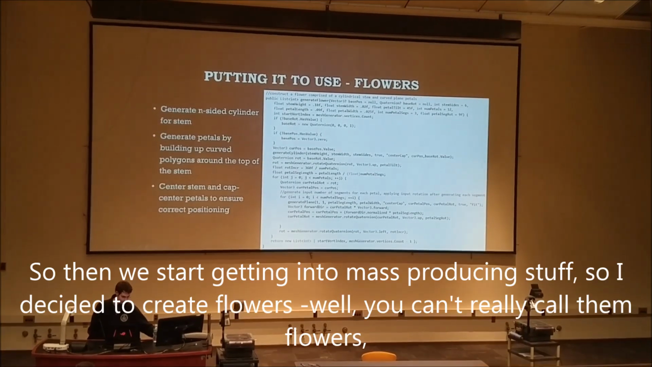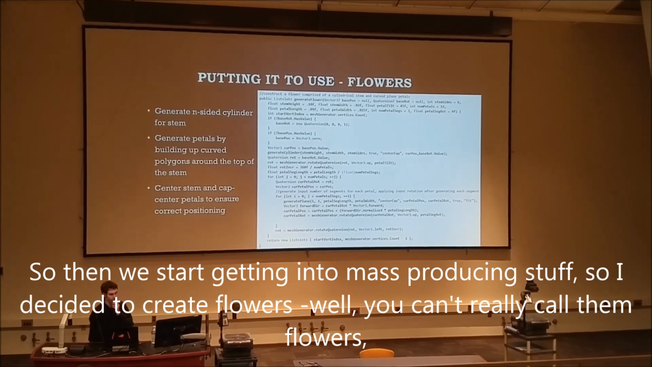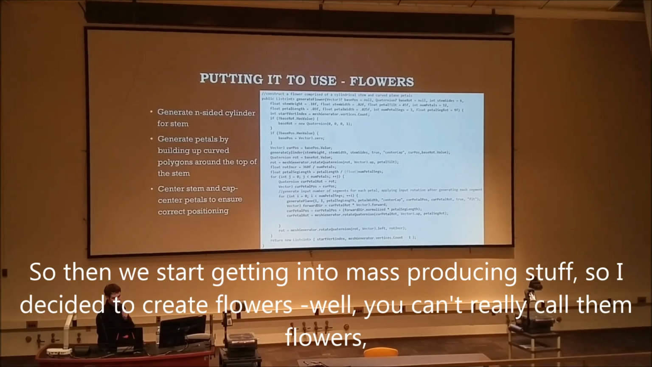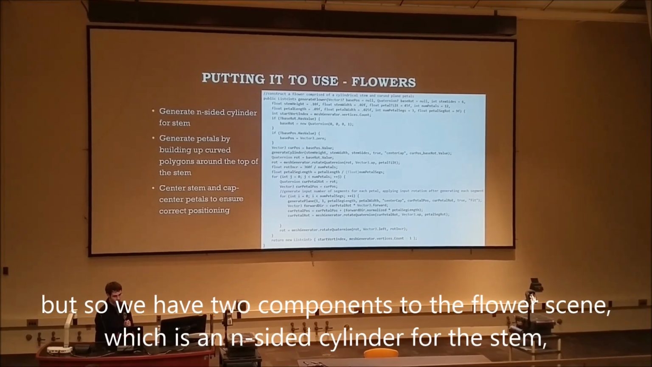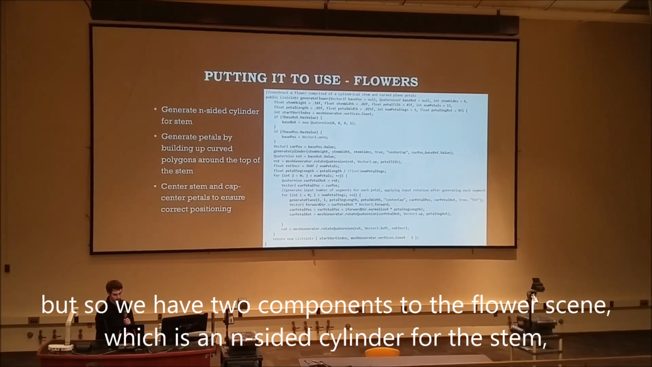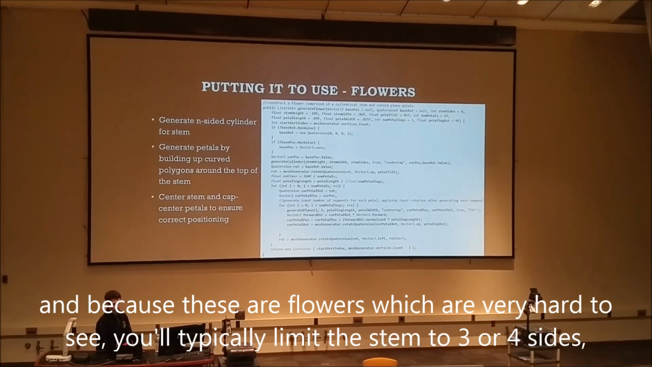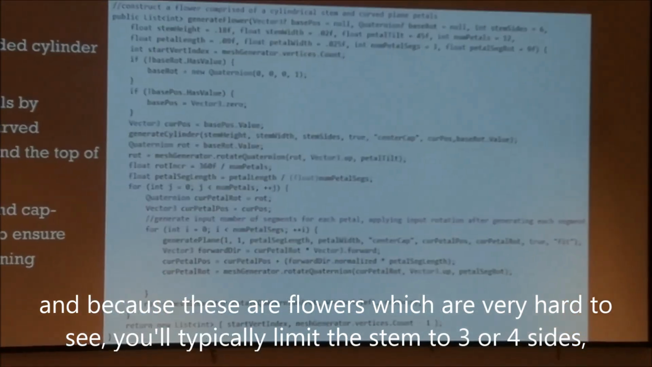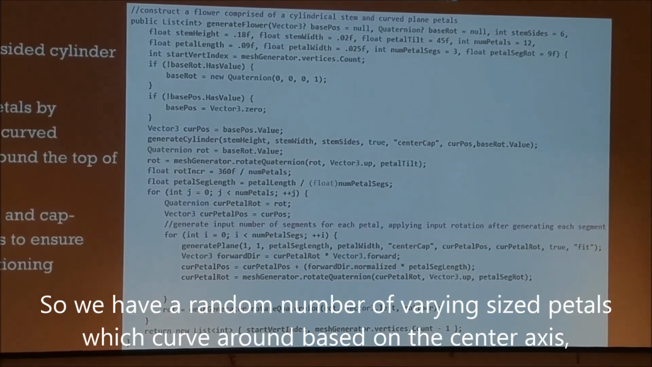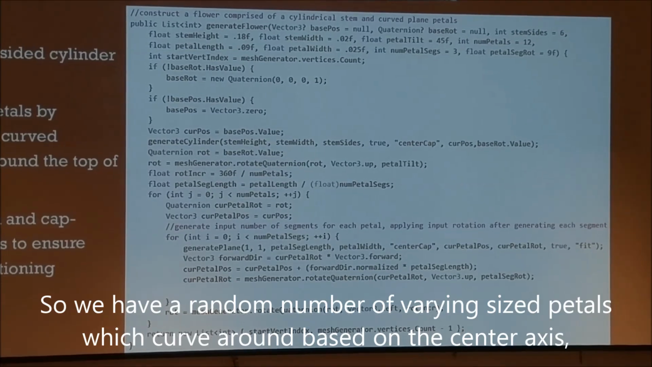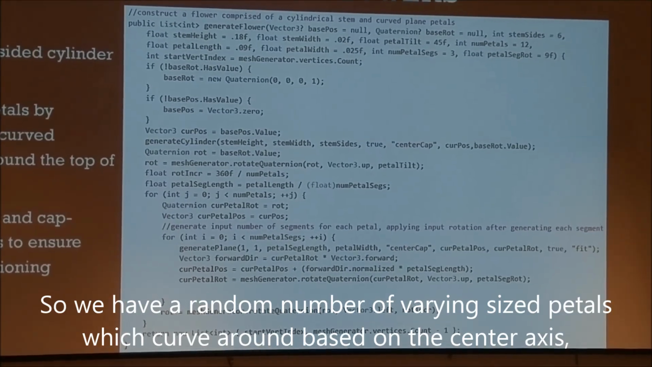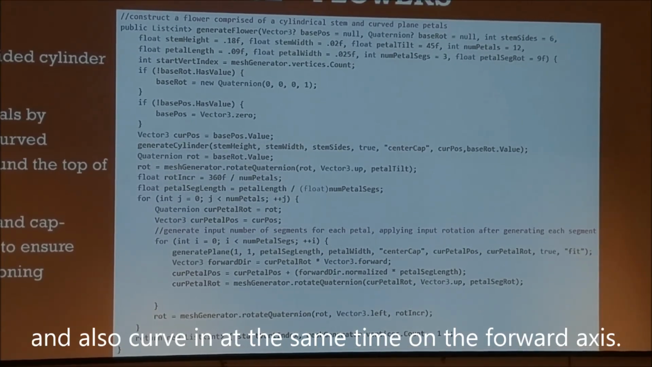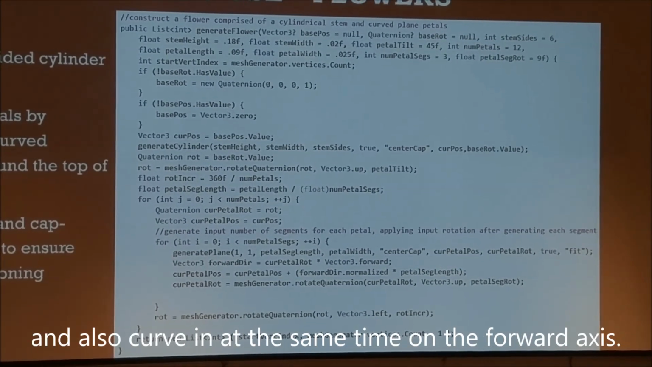Then we start getting into mass producing stuff. So I tried to put flowers into a scene. We have two components to the flower scene: an n-sided cylinder for the stem, and then one side of the scene for generating the petals, which curves around based on a center axis. It also curves in at the same time, and it fills out the polygons that way, so you get the flower effect.